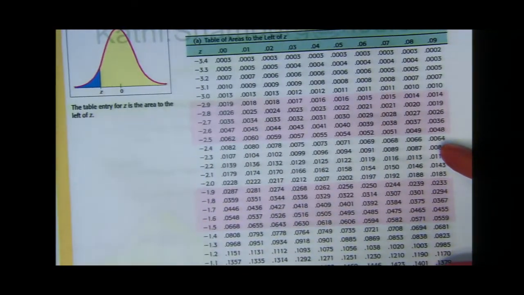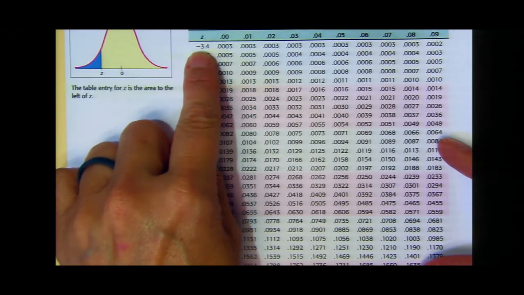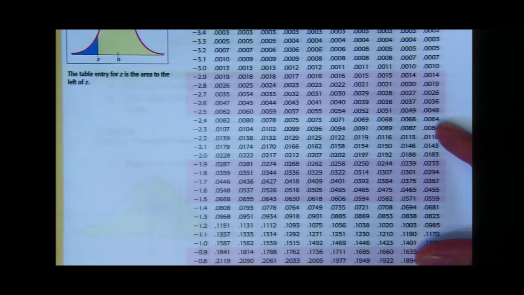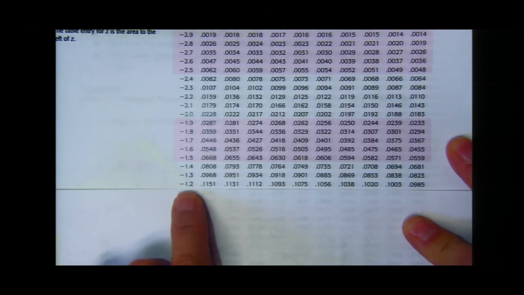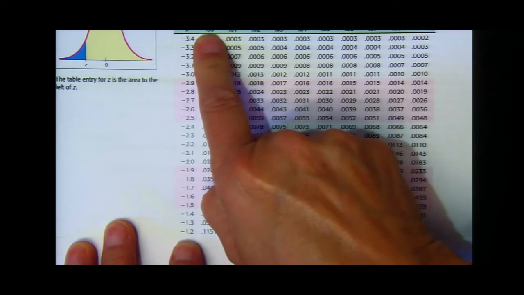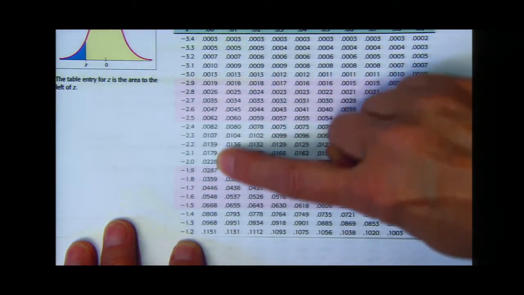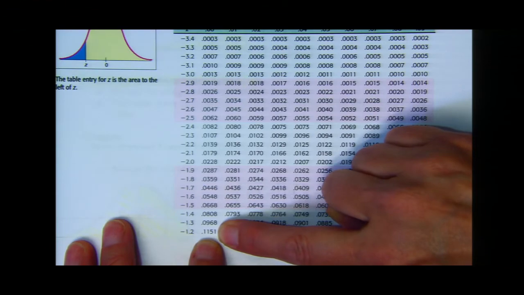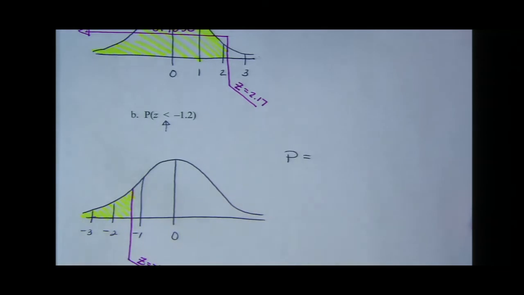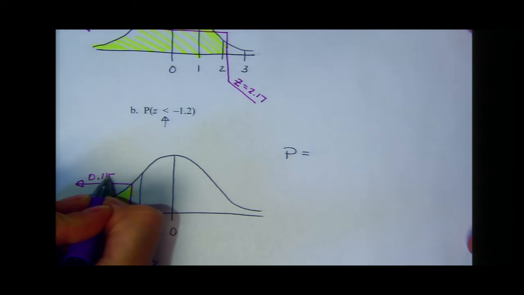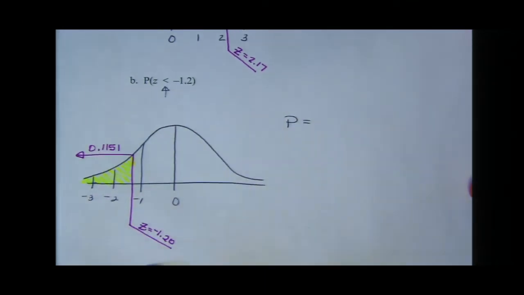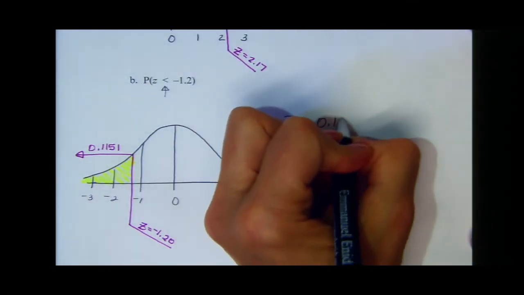So I'm going to go to the negative z table now. And in this column, I'm going to look for negative 1.2, which is right here. And then in the hundredths place, we have 0, so it's that first column. And the area is 0.1151. So the area that lies to the left, or the probability, is 0.1151. So since it's a probability, I'm going to leave my answer as a decimal.